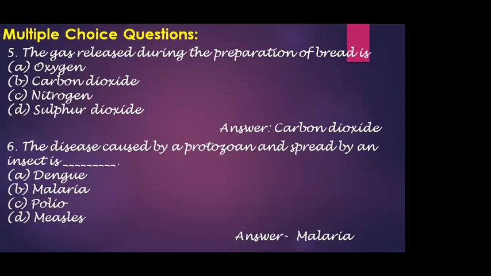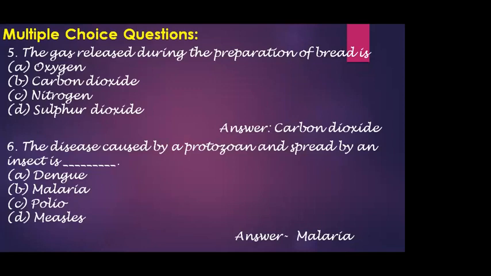Question number five. The gas released during the preparation of bread is oxygen, carbon dioxide, nitrogen, or sulfur dioxide. The correct answer is carbon dioxide. Carbon dioxide is released during the preparation of bread. This is the process of fermentation in which yeast cells rapidly produce carbon dioxide, which causes rising of the dough used in preparation of bread.